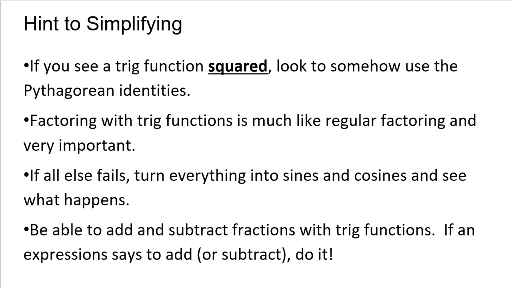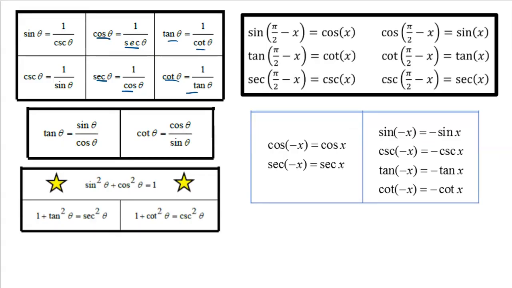All right, so here are some hints. If you see a trig function squared, look to somehow utilize the Pythagorean identities. If you look at the Pythagorean identities down here with the yellow star, all of them involve squares. None of the other identities involve squares. So if you see squares, then I would definitely say, hey, how can I somehow, some way incorporate those Pythagorean identities?